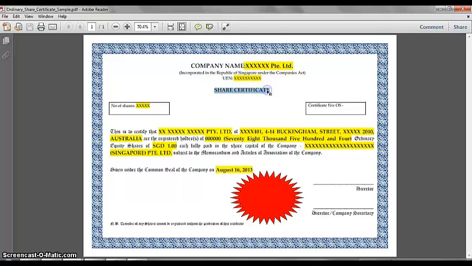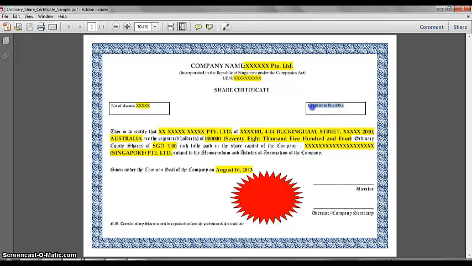Share certificate. An important point to note over here is when there are only these words which indicate share certificate, it talks about an ordinary share certificate. If it is a preference share certificate, then you will have the word preference before the words share certificate. We see the number of shares. For example, an investor has 50 shares. The number of shares will be mentioned over here.